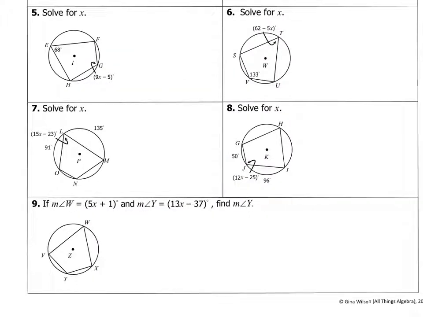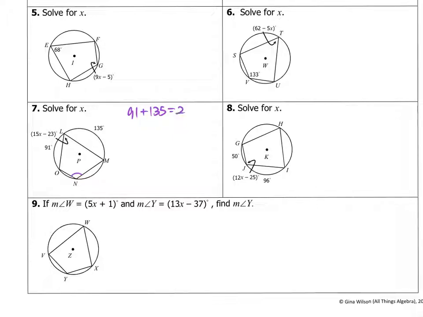Let's do some harder ones. How about I'll do number 7 here. Number 7, I have to solve for x. What can I do? I have 135, I have 91 here. And okay, so I know this part, right? So if I just add 91 plus 135.